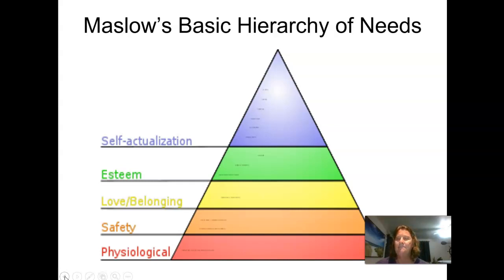Next comes safety. Everybody has the right to feel safe and secure in the environment where they're living. So we're always going to try to keep our residents as safe as we possibly can, and make sure that when we're caring for them, that we give them that sense of safety, that they're being watched out for, and that they're in a secure area.